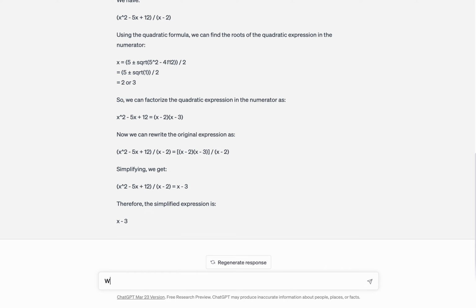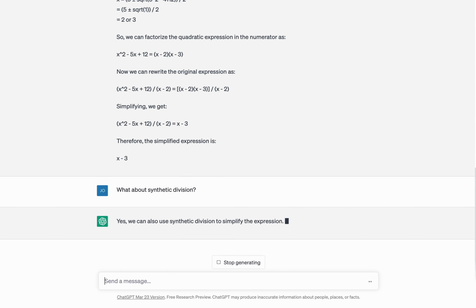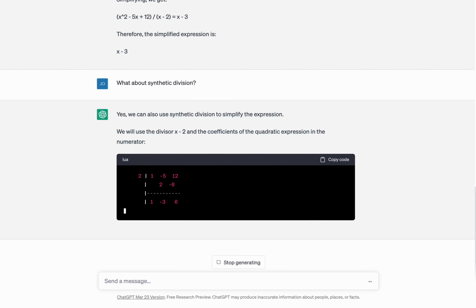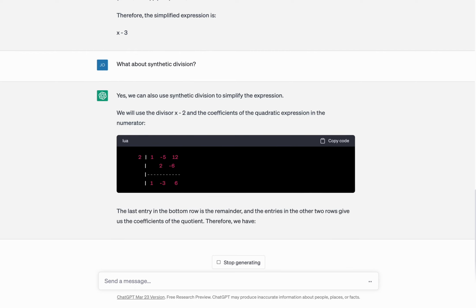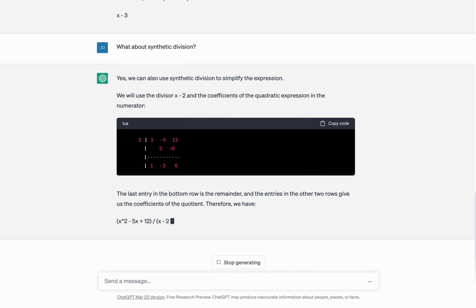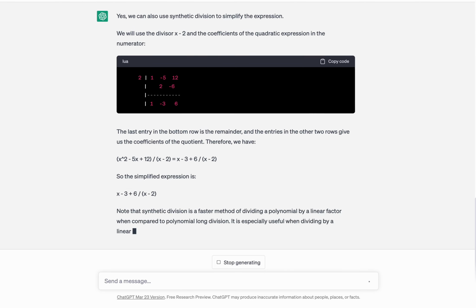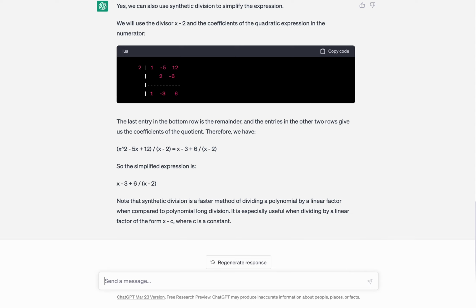Let's ask it, what about synthetic division? And let's see if it knows that. So yes, it knows synthetic division. Oh, it's going to show it to us in a coding language there. There's some kind of box where it has some computer language inside of it to display it to us. And it gave us the same thing.